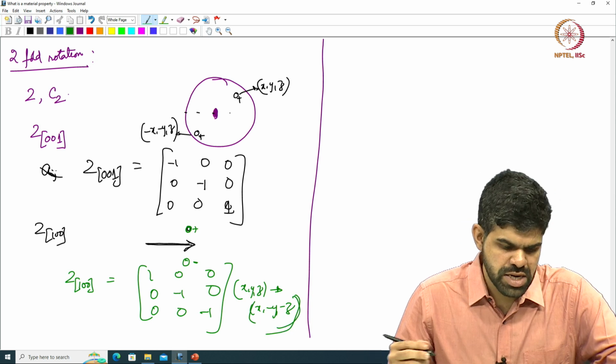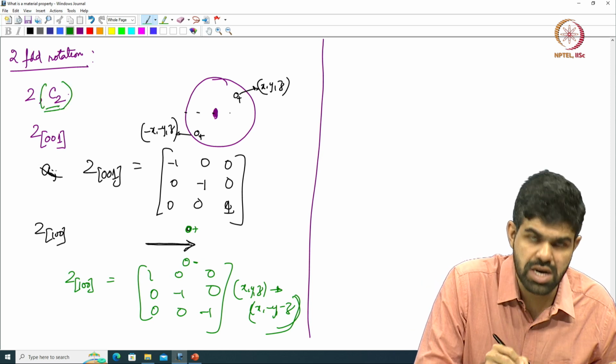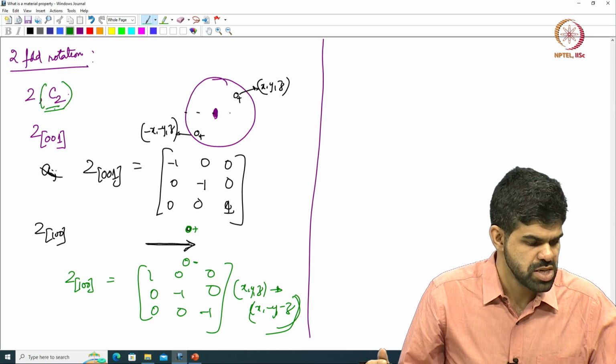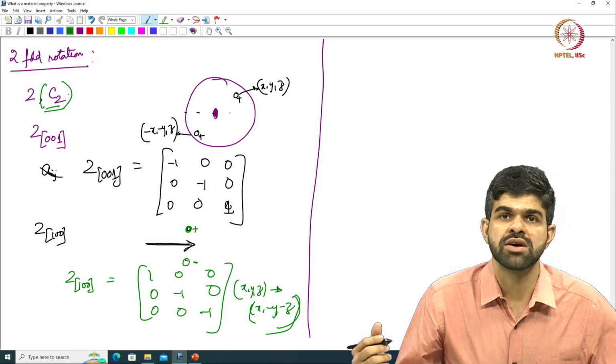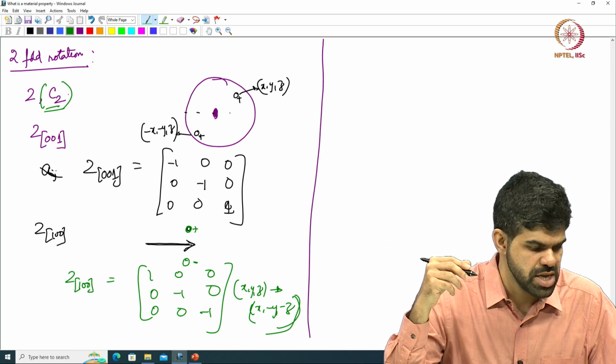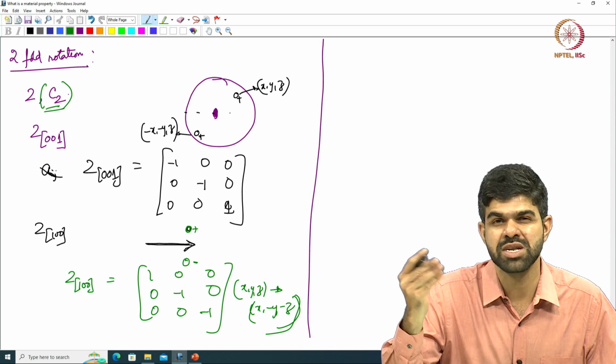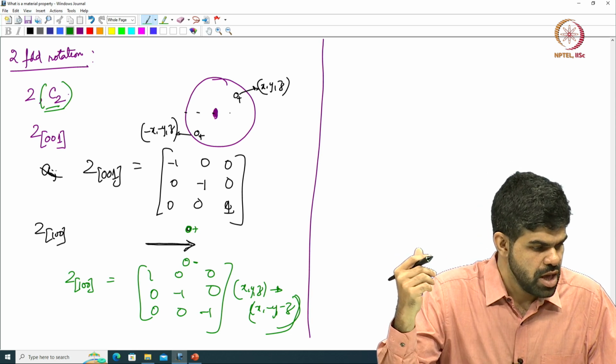And in Schoenflies notation, two-fold rotation is typically written as C2. C2 means I have a two-fold rotation in my molecule or in my entity about a point, and molecular chemists typically use the Schoenflies notation.